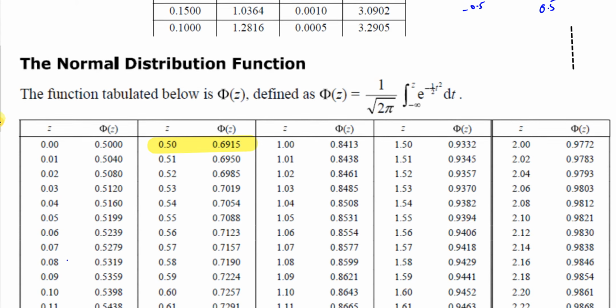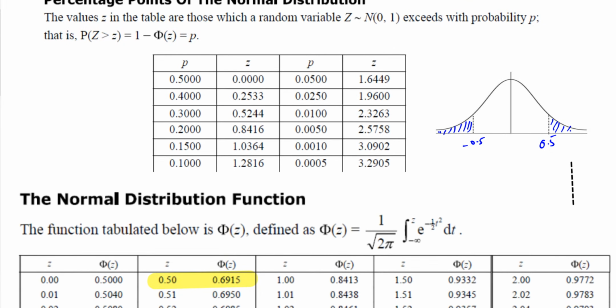Now that is the area to the left of this 0.5, from here all the way up to there. That's 0.6915. But I don't want this area. I want the area to the right of it, because that area is the same as the area that we need. So if I do 1 minus 0.6915, I will get this area that I need, which is the same as this area. That's how we can deal with negative values which are below the mean.